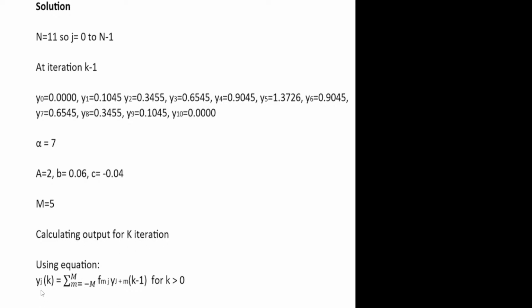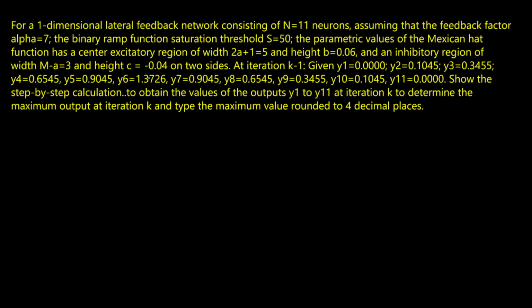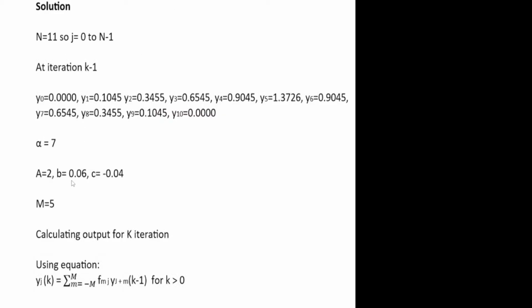This is the equation we're going to use, which is given by this expression, summation from m equal to minus m. In our case, this is minus 5, because our m is 5, which is provided right here. We got it from here. Okay, so we know that m goes from minus 5, and f of m times y at j plus m at k minus 1, for k greater than 0. Whenever we have k less than 0, that's going to be 0. Okay, that's another thing you have to know. Let's look at the answer.